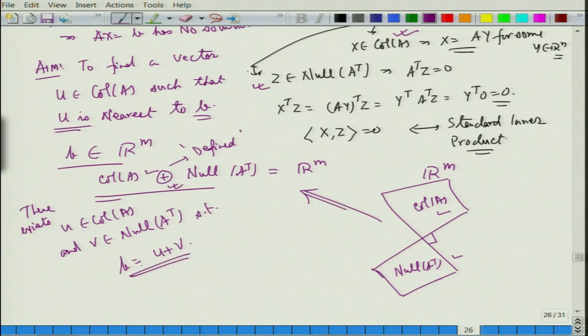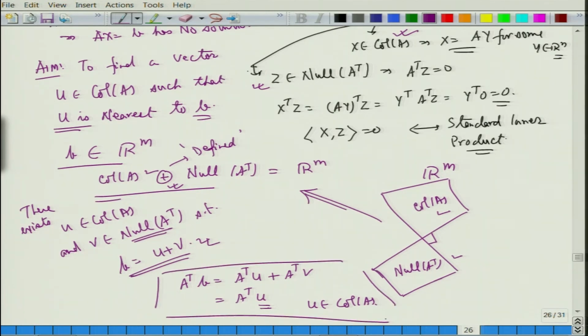So I know that B is this, let's multiply by A transpose. What we know is that A transpose of v is 0. So if I multiply B by A transpose, I get A transpose of u plus A transpose of v, which is the same as A transpose of u. And what is u? u belongs to the column space of A. So in some sense you can see here that I have been able to get something which is near. So A transpose u is inside the column space of A, and this is what we wanted. I wanted something which is inside, fine. So I have got something here.